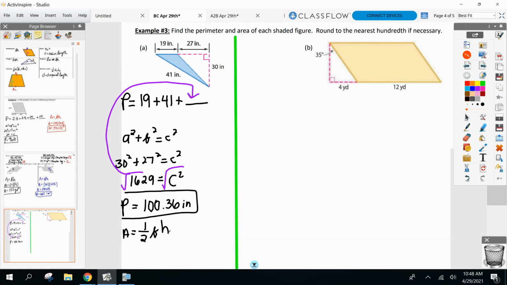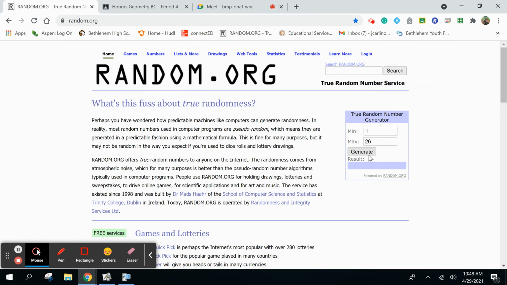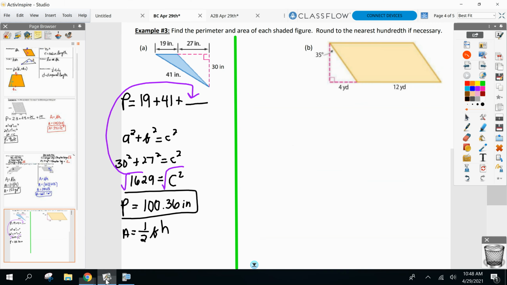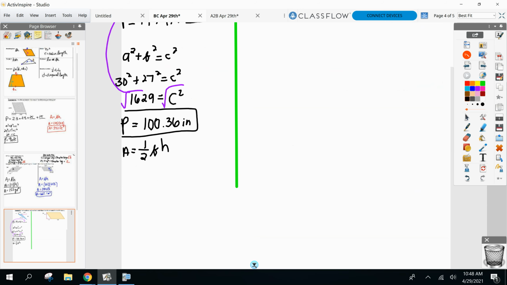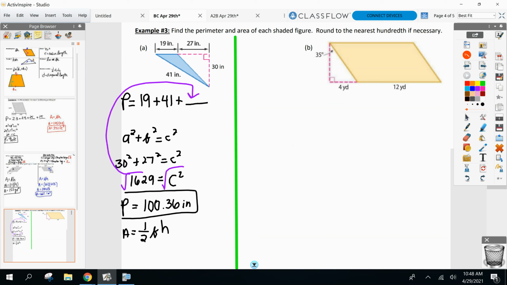The base should always be a full side of the triangle we're finding the area for. Talk to me. What's base and height for this one? Base 19, with a height of what? 30. Good. 30 is the perpendicular segment drawn to the base of that triangle. 1/2 base 19, height 30. Good, Ryan.